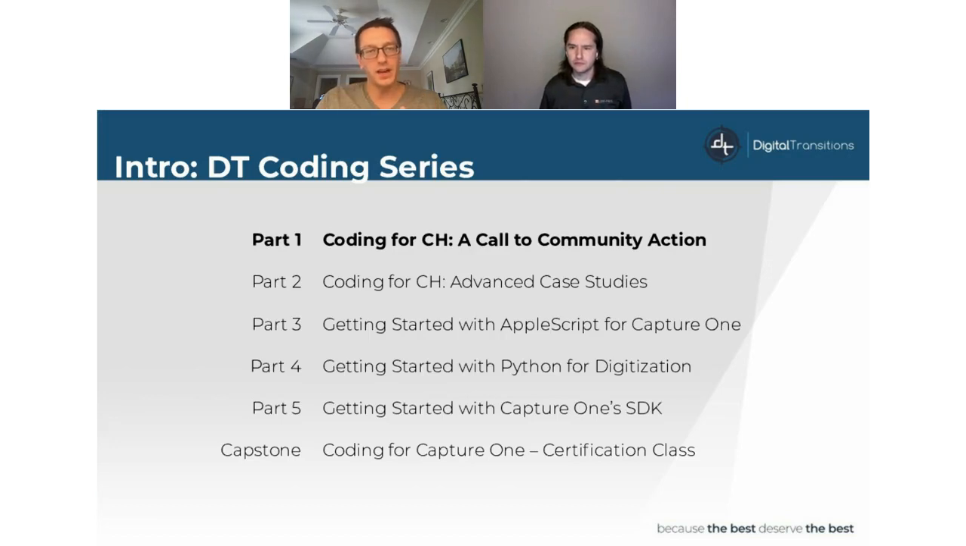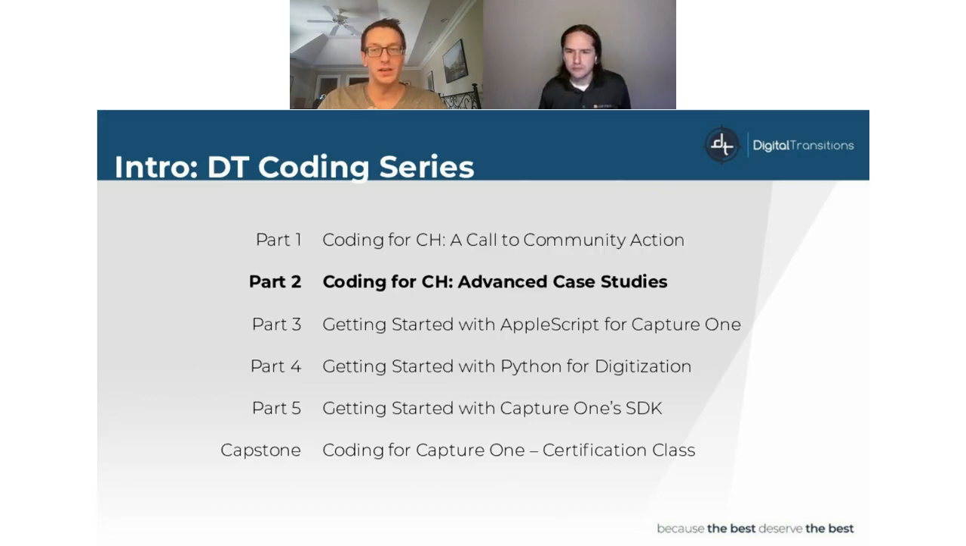Before we begin that topic, I do want to frame the rest of the DT coding series so you understand where this presentation fits into that. On part two, Thursday of this week, in just 2 short days, Pixel Acuity will be presenting how they use coding to streamline and automate their post-processing, including barcodes, file naming, derivative generation, OCR, and QC. These kinds of advanced use case studies are the pot of gold at the end of the rainbow that can serve as motivation for you to invest the time and effort to become a coder yourself.